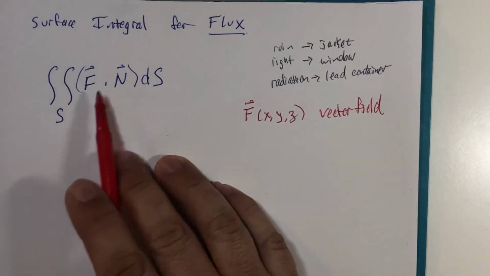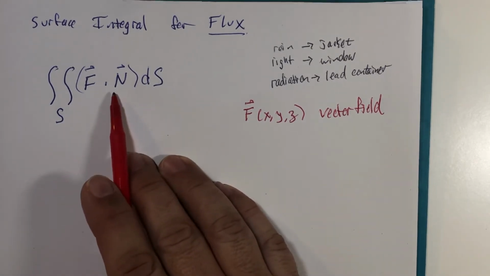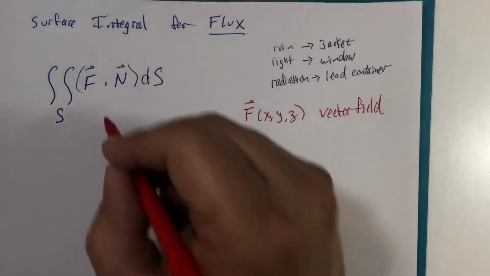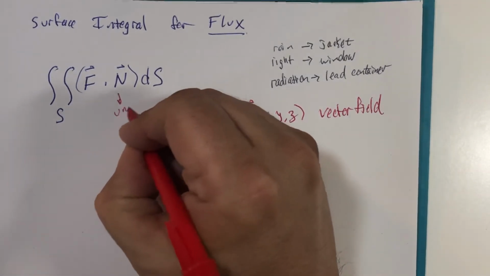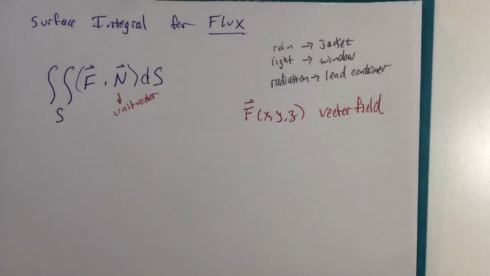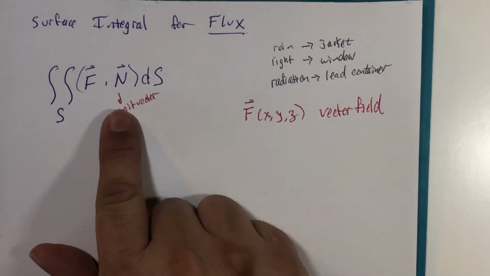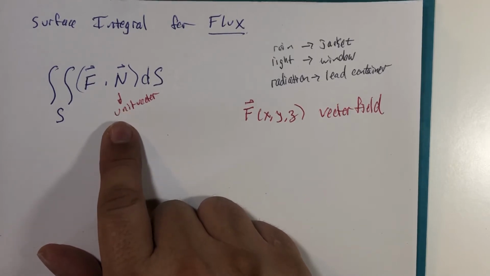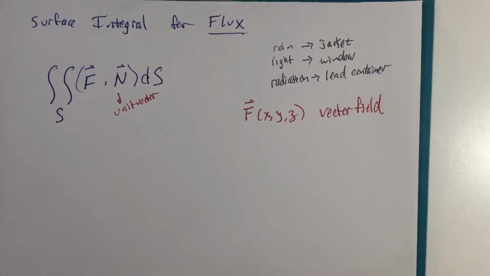So we've got a vector field dot product, this capital N. Now this capital N happens to represent a unit vector. Now this can be done in the XYZ or rectangular form, or it could be done in parametric form. I'm going to show rectangular only.